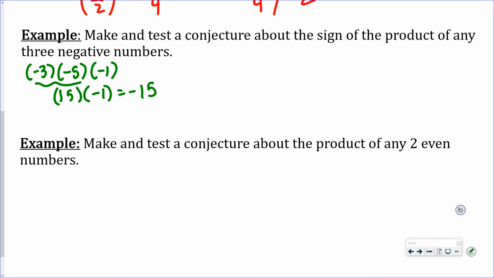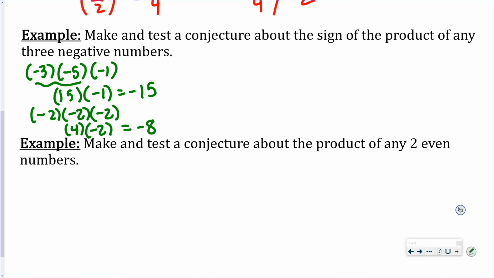Okay. We could try it again. Pick three more numbers. -2 times -2 times -2. Here we get positive 4 times -2, we get -8. So what is the sign of the product in both of these cases? You can shout out. They're negative, right?